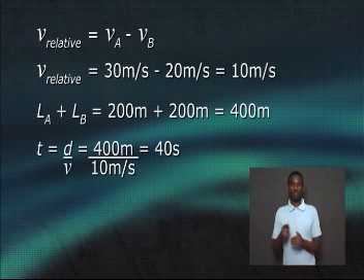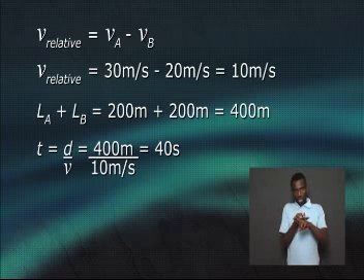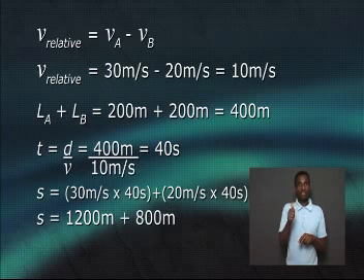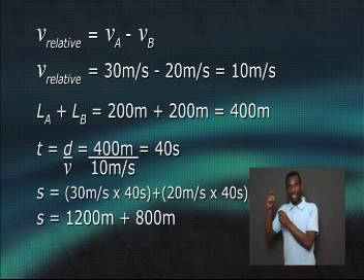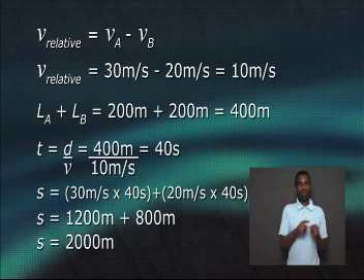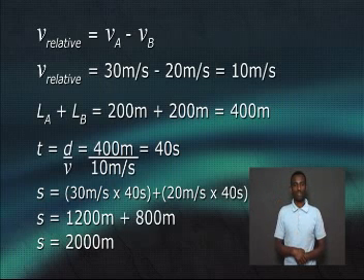Finally, to determine the total ground distance covered by the two trains during the overtake, we multiply the speed of train A by 40 seconds and add it to the speed of train B multiplied by 40 seconds. As train A overtakes train B, the total ground distance covered is 2,000 meters. If your answers were the same as these, then you have done very well.